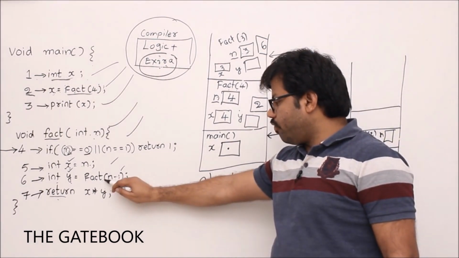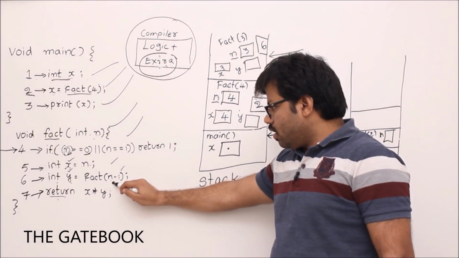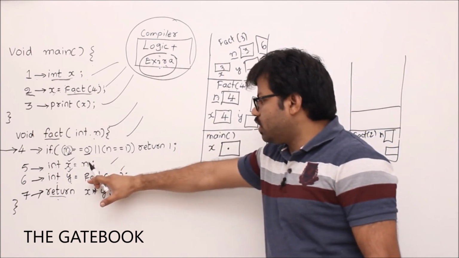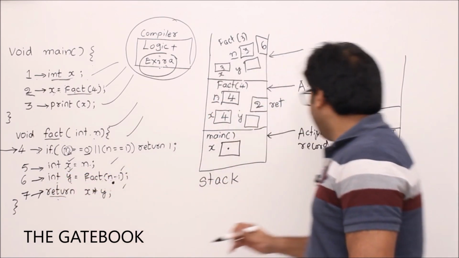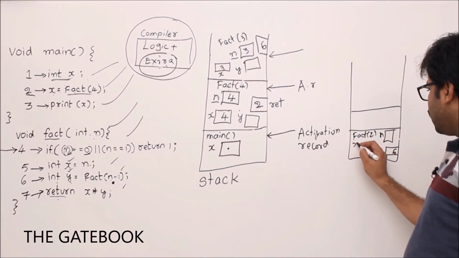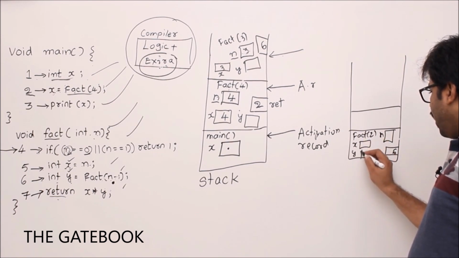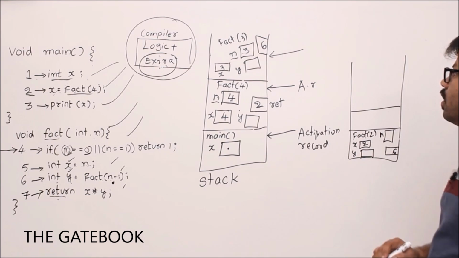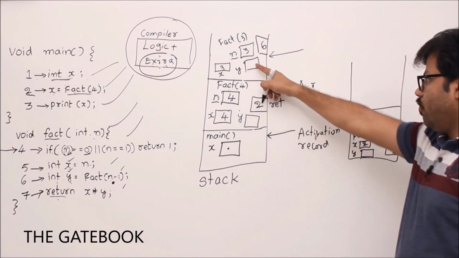Whenever you are executing factorial of 2, we were here. When you go out, you have to come back to this one to return the value. Then what is the line number? Line number 6. What are the local variables? One is x, one is y. What is x getting? n. What is n? n is 2, right? Here also, what is y getting? We don't know at this moment.